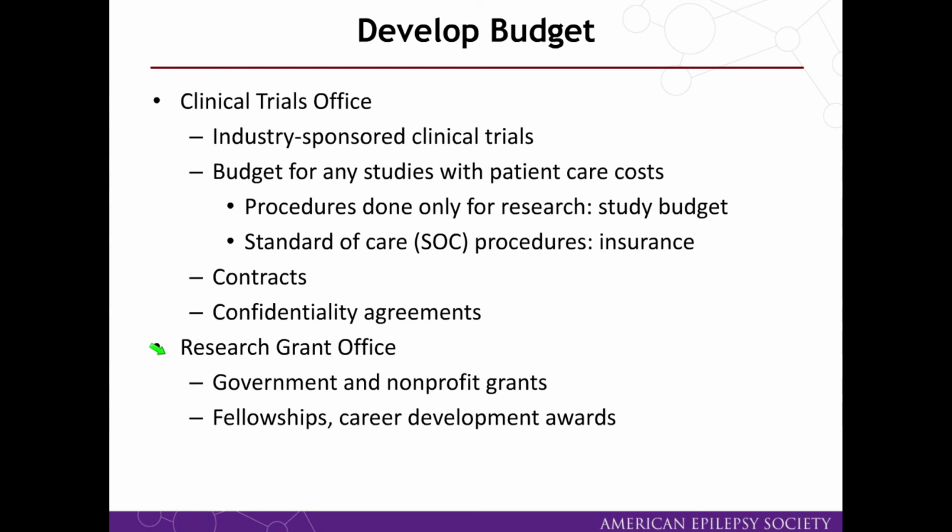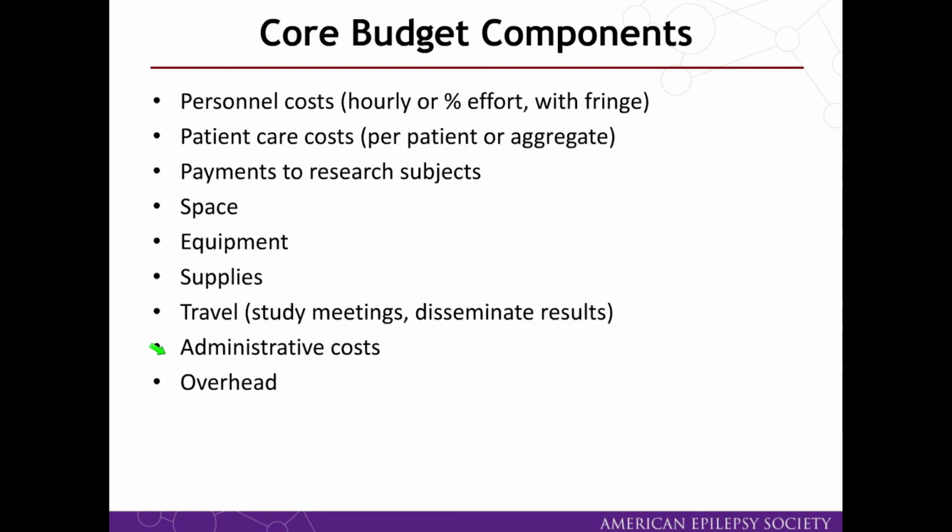and career development awards. The core budget components include personnel costs, patient care costs, which is usually done on a per-patient basis, any payments to research subjects, costs involved in space, equipment, and supplies, any travel to study meetings or travel to disseminate the results, administrative costs, and then overhead for your institution.